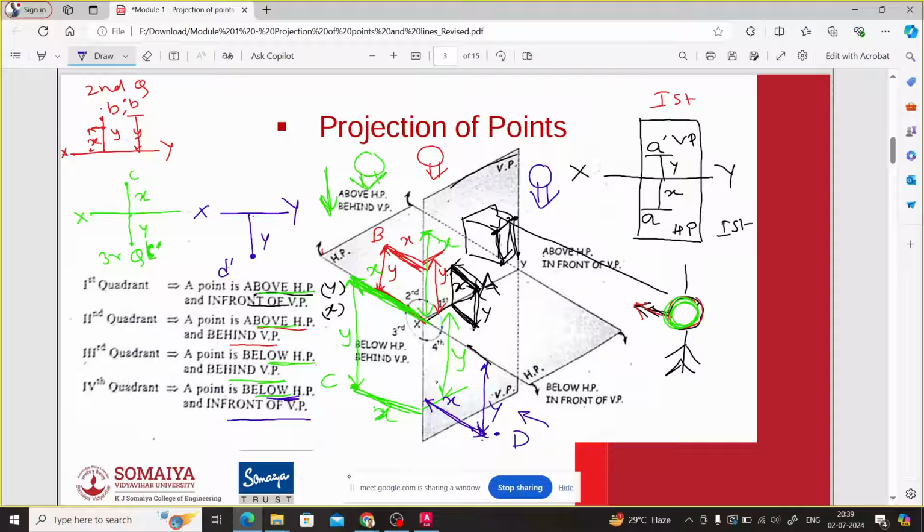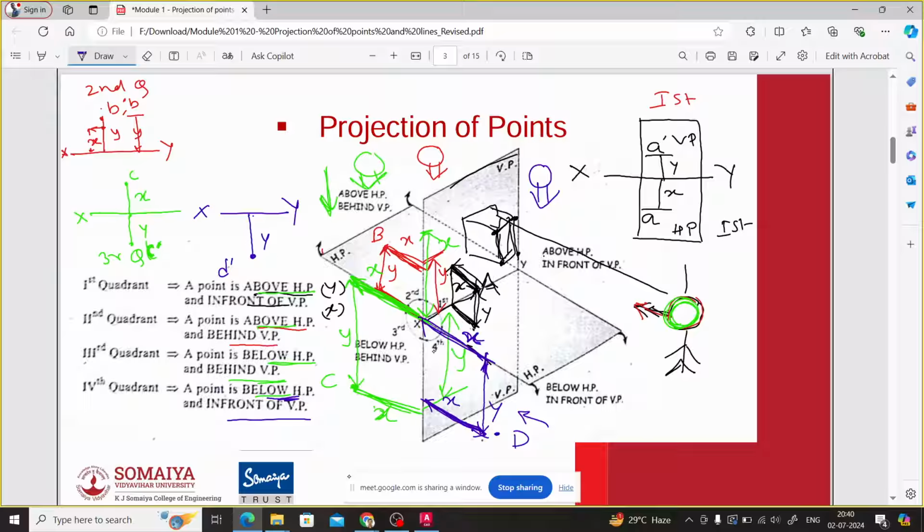Now to locate by how much distance it is in front, we need to look from top, and this projection of how much it is in front will be obtained on which plane? It will be obtained on the horizontal plane. So this distance is X, correct? Are you getting this? Now after the rotation, this X will coincide with the vertical plane, correct? So X should also come below the XY.